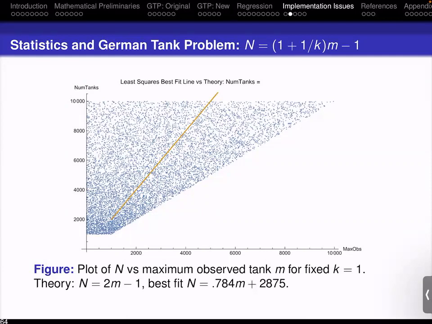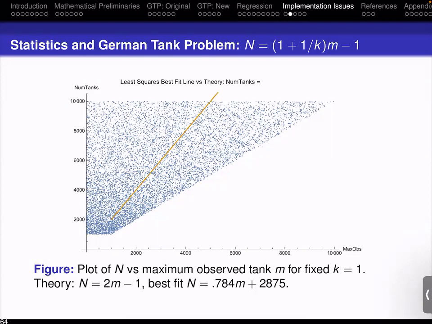So I choose some number n from 1,000 to 10,000. I choose 1 tank randomly from 1 to n, and I record that value of m. So each dot is a different trial. And then I draw my best fit line. The first thing you should notice is this region looks like a trapezoid. It does not look like a line. The line, sure, I can see that line is maybe approximately in the middle, but this does not look like a good linear relationship. The best fit line, it's saying from the data, is n is equal to 0.784 m plus 2875.